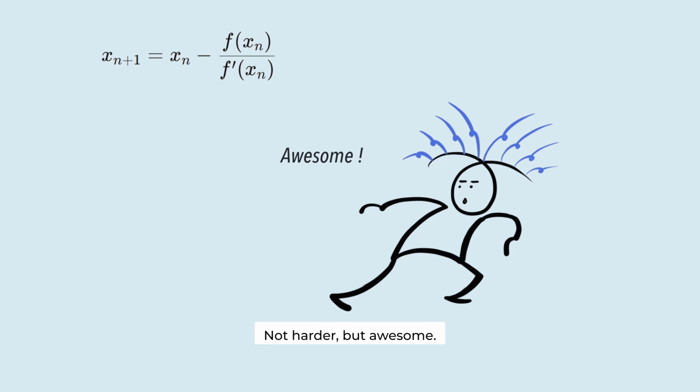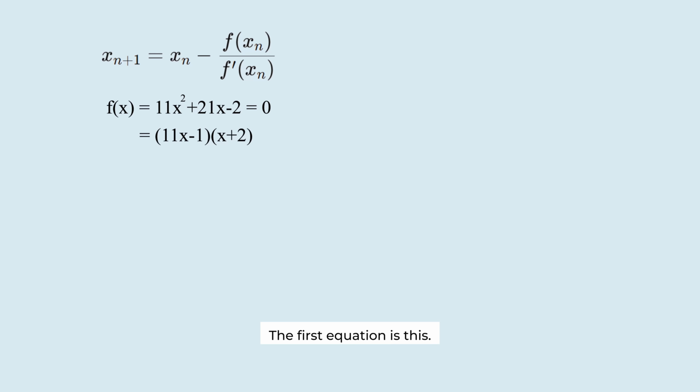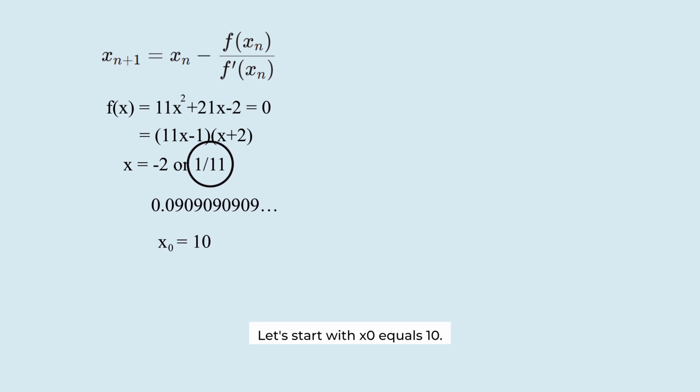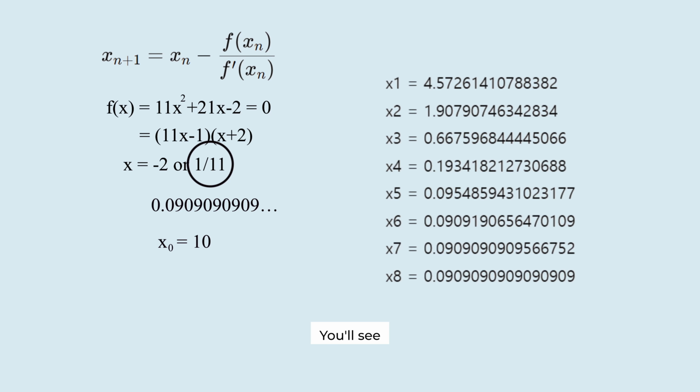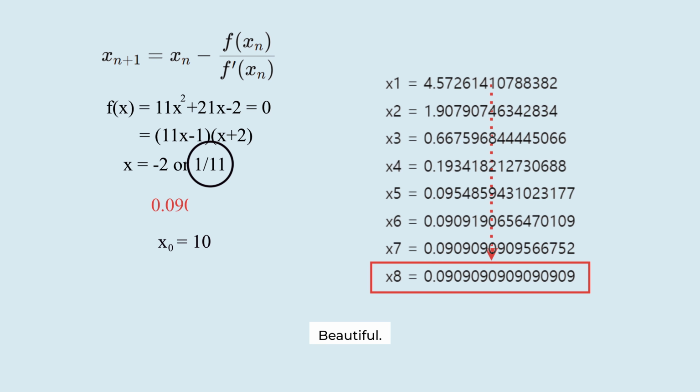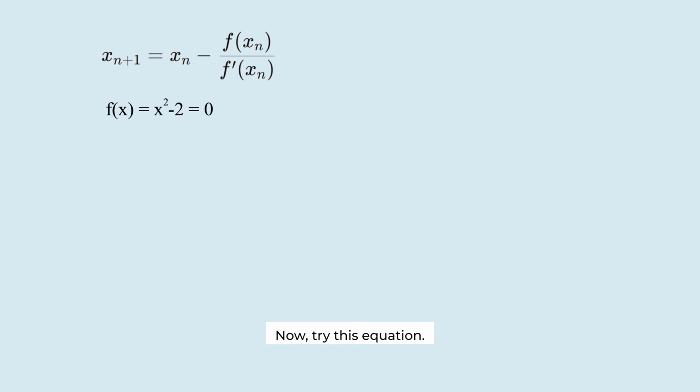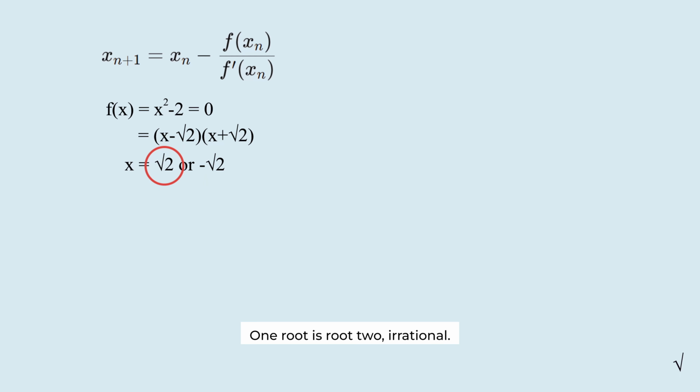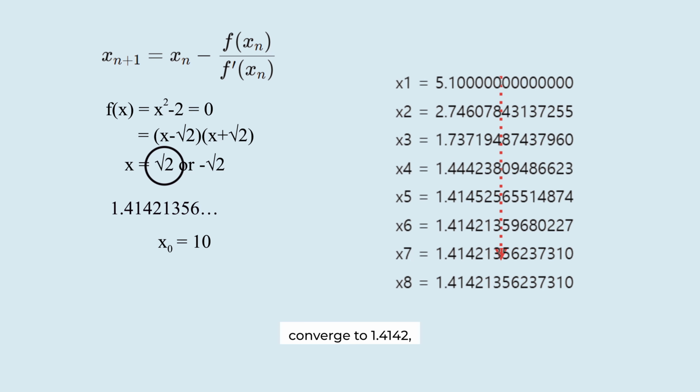Not harder, but awesome. The first equation is this. One root is 1/11, a repeating decimal. Let's start with x0 equals 10. You'll see the estimates converge to 0.09 repeating. Beautiful. Now try this equation. One root is root 2, irrational. Start from x0 equals 10 again. The estimates converge to 1.4142, which is the actual value of root 2.